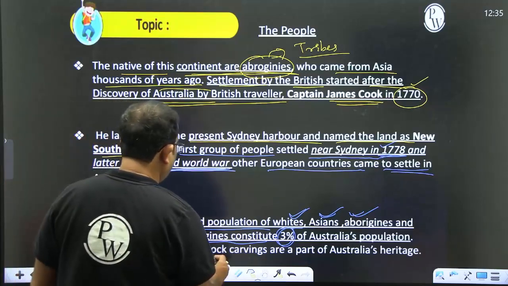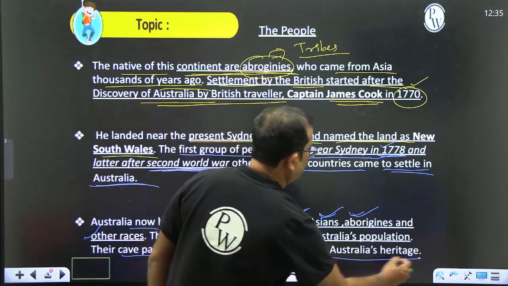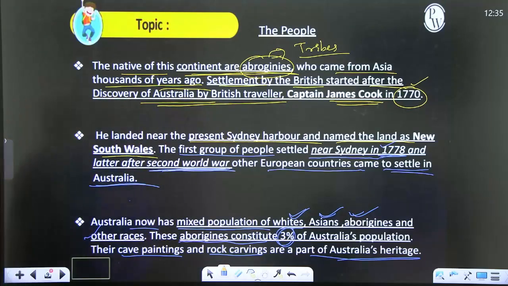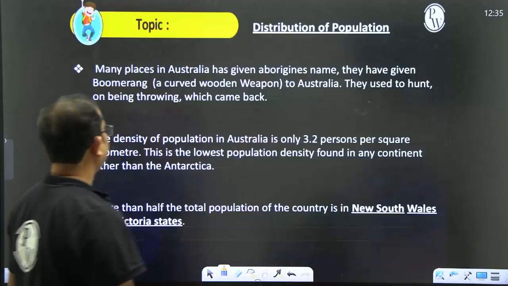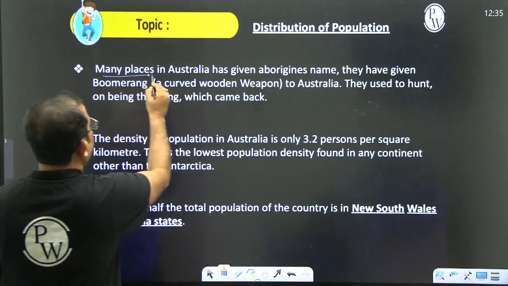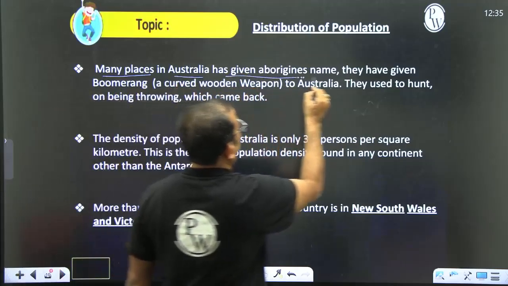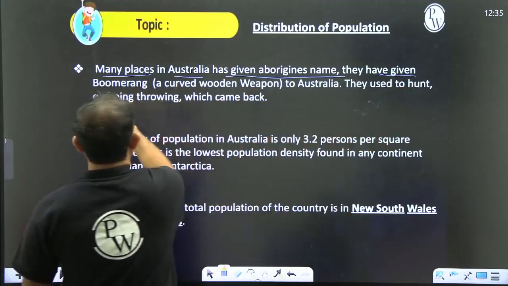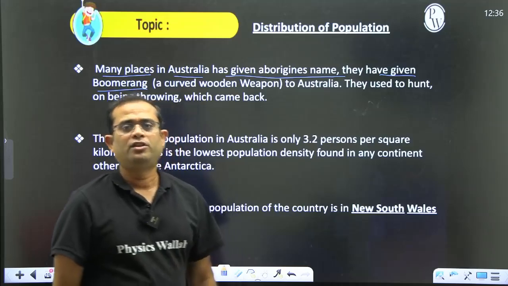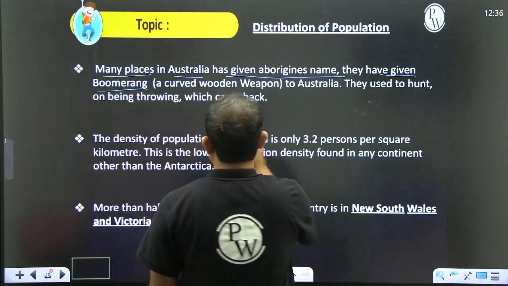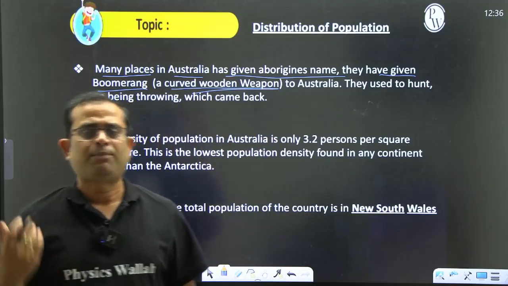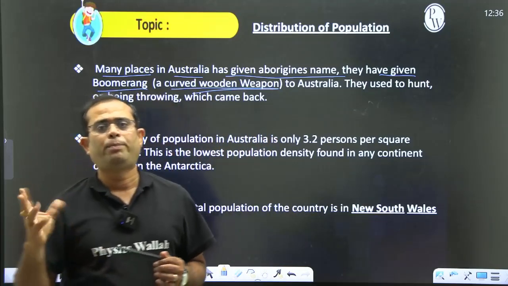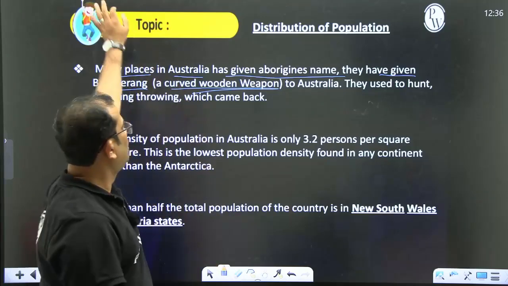Their cave paintings and rock carvings are part of Australia's heritage. Many places in Australia have been given Aboriginal names. They have particularly given us the boomerang, a curved wooden weapon that the Aborigines generally use.